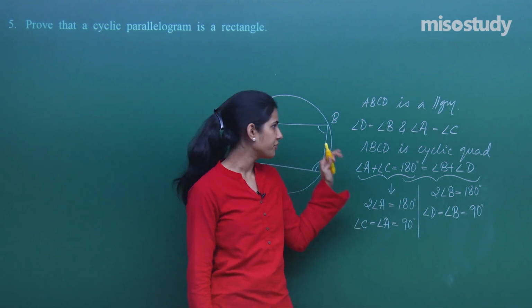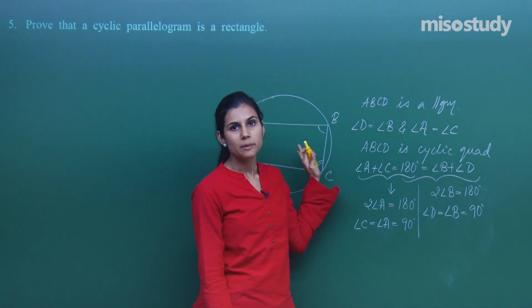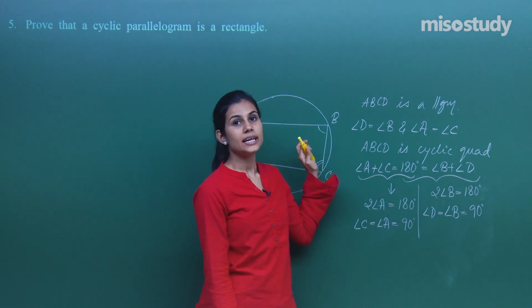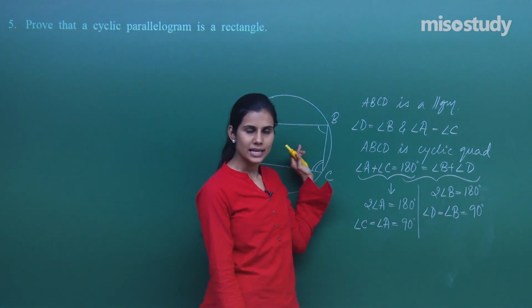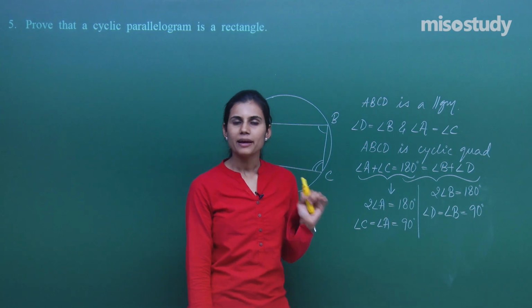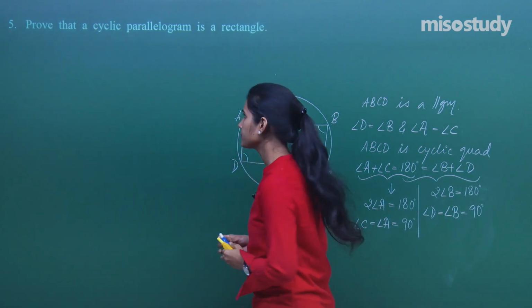Is it understood? The quadrilateral, which was being claimed as a parallelogram, because it is sitting inside a circle, cannot be just a parallelogram, it has to be a rectangle. Cyclic parallelogram is a rectangle.